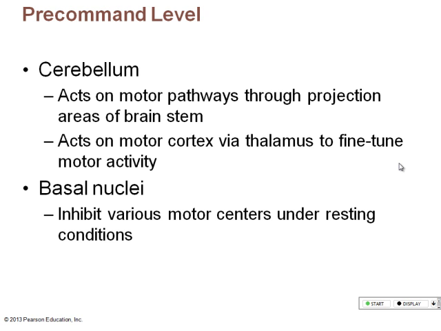So cerebellum and basal nuclei, again, and their involvement at the pre-command level helps motor pathways through projection areas of the brain. Again, passing off that message for processing and then for motor function. It acts on the motor cortex via the thalamus and fine-tunes motor activities. So when some of these areas are affected, we're going to have trouble fine-tuning our movements, having them be fluid and easy. They might be jerky. Basal nuclei inhibit various motor centers under resting conditions, slow things down.